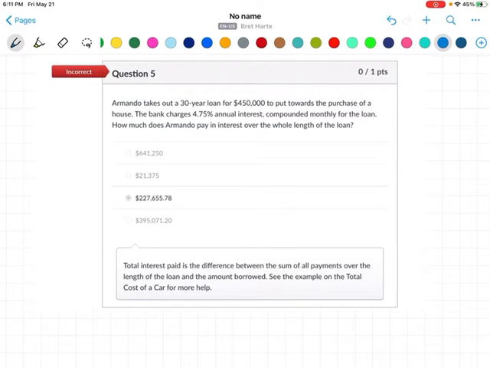Okay, so this is question 5 on the concept check. It says Armando takes out a 30-year loan for $450,000 to put towards the purchase of a house. The bank charges 4.7% annual interest compounded monthly for the loan. How much does Armando pay in interest over the whole length of the loan?